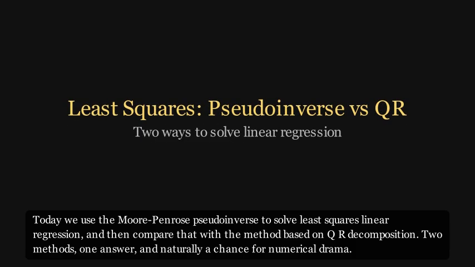Today we use the Moore-Penrose pseudoinverse to solve least squares linear regression. And then compare that with the method based on QR decomposition. 2 methods, 1 answer, and naturally a chance for numerical drama.